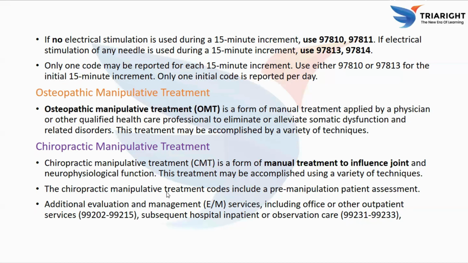And extra E&M services may be billed only if the E&M service is significant and separately identifiable, not just a part of the routine CMT assessment. Examples of the E&M codes here: office or outpatient 99202 to 99215, and subsequent hospital inpatient or observation care 99231 to 99233. So modifier 25 is often required when billing E&M with CMT.